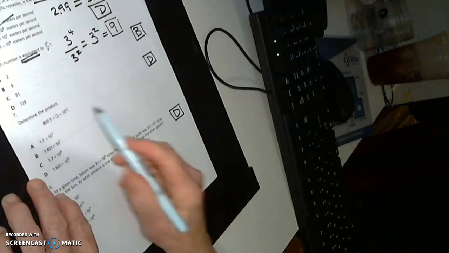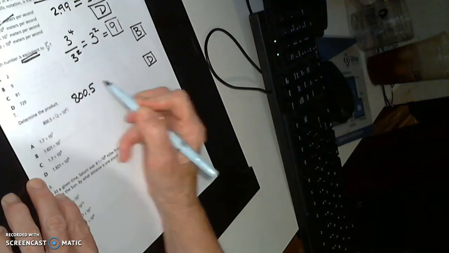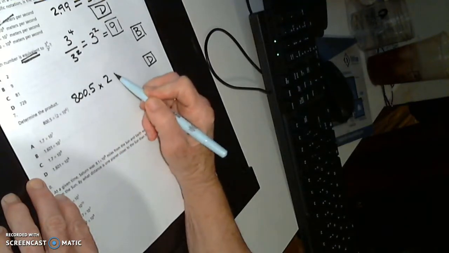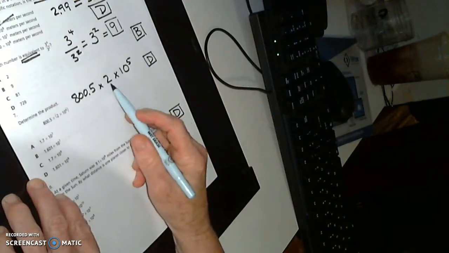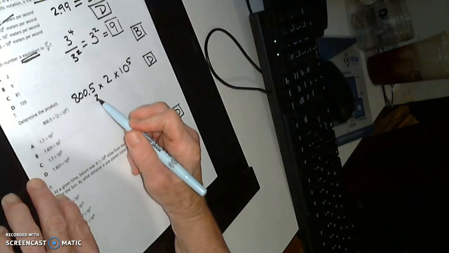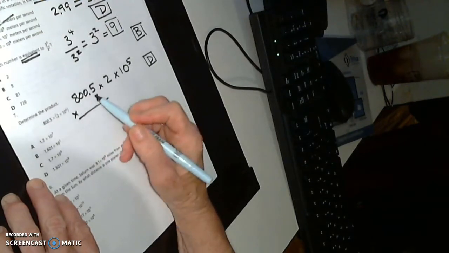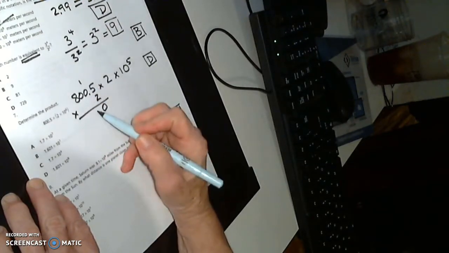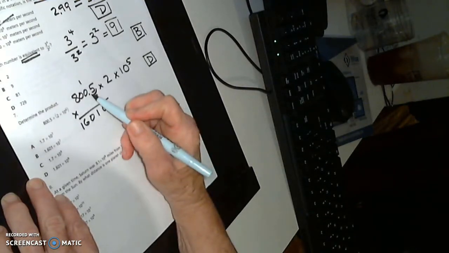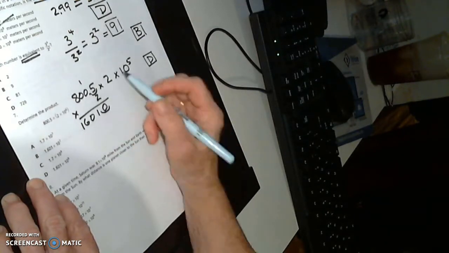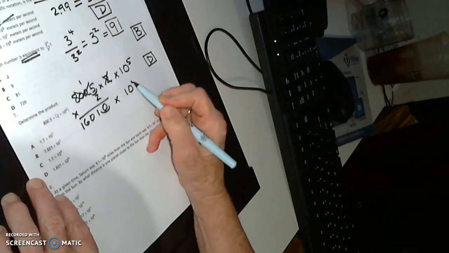Question number 7, I'm determining the product of 800 times 5 times 2 times 10 to the 5th. So let's just do this in stages. I'm going to multiply 800.5 times 2 first, and then I'm going to worry about my exponent in a minute. When I multiply, I get 1601, with one decimal spot here, one spot here. So I've taken care of this, and I'm multiplying it by 10 to the 5th power.